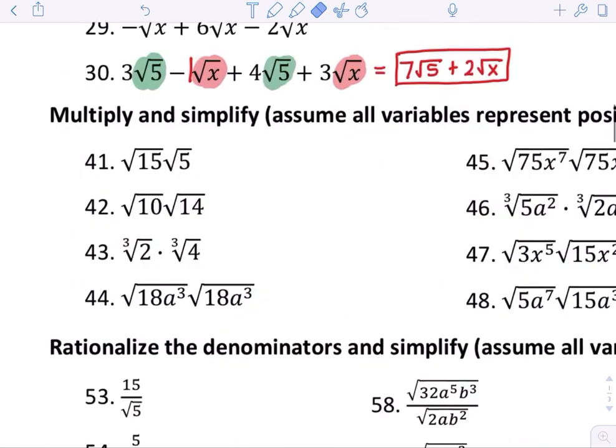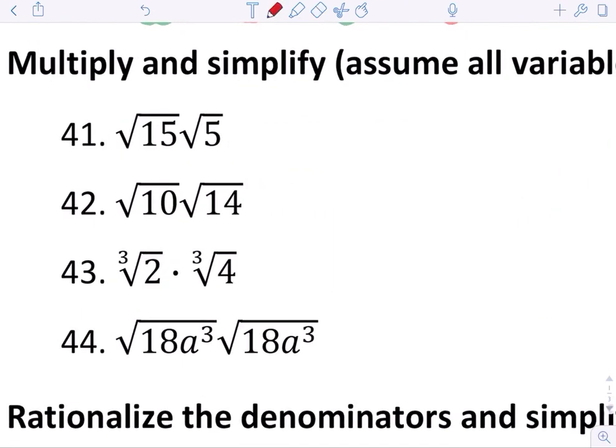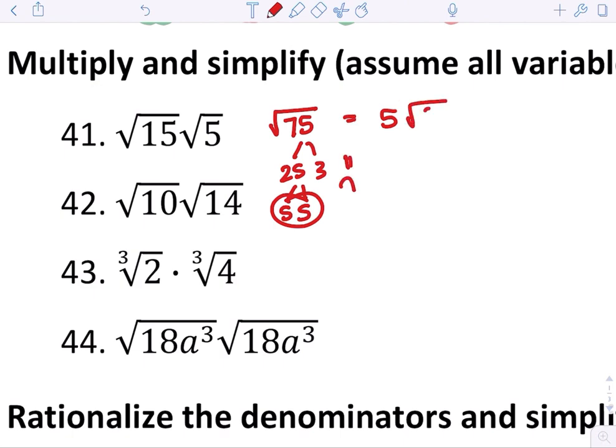All right, 41. Now we're off to our multiplication. So if they have the same root, you can multiply the outside of the radicals and you can multiply the inside of the radicals. So for this one, they both have square root. So we're going to get radical 15 times 5 is 75. 25 and 3, 5 and 5. Found a pair. So that means the pair comes on the outside of the radical and on the inside is the leftover. So it's going to be 5 radical 3.